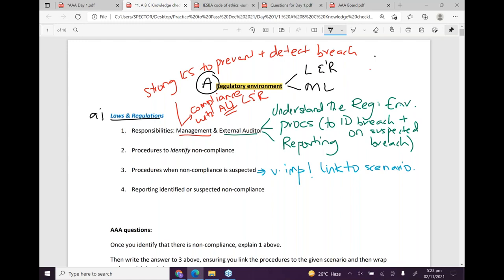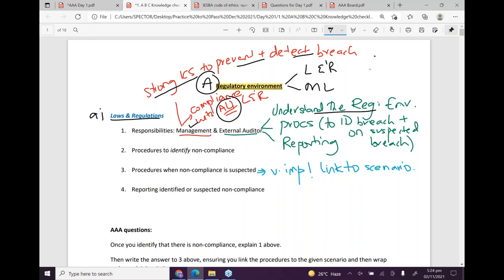As per your auditing standards, you need to be very comfortable with the duties of the management regarding compliance. Remember, they need to have a strong system of internal control which can prevent and detect breaches, and they are the ones who have to ensure compliance with all types of laws and regulations. As the external auditor, I need to understand the regulatory environment. Please remember, every single law is not my headache. I will only be affected if that particular breach has an effect on the financial statements.